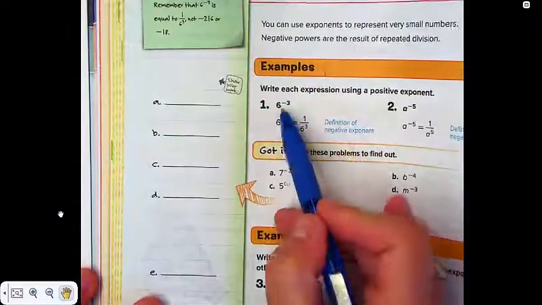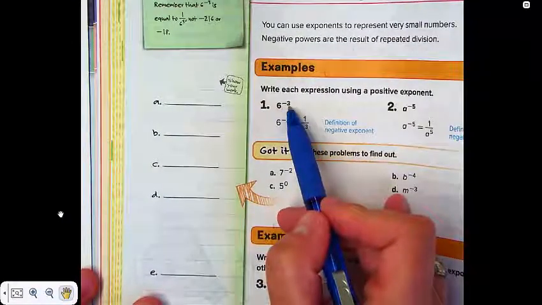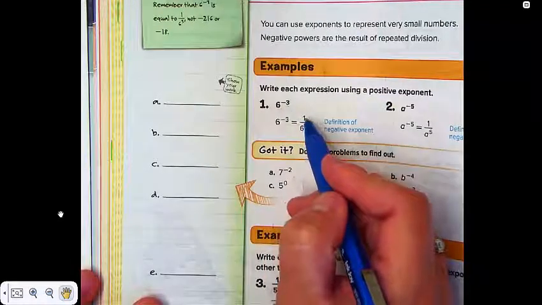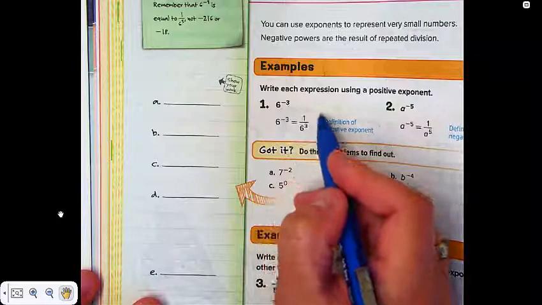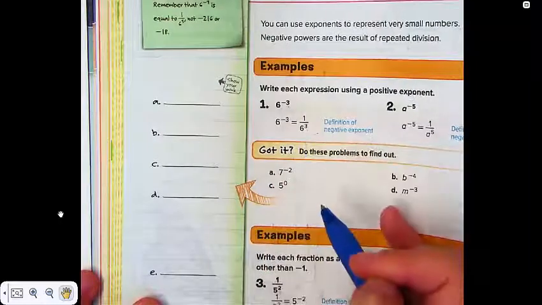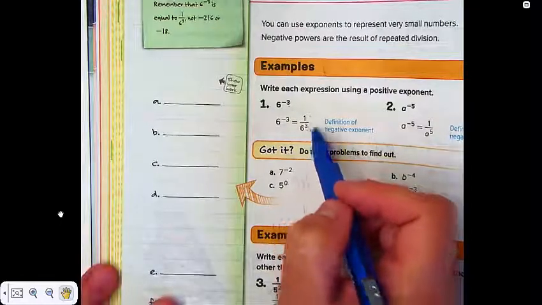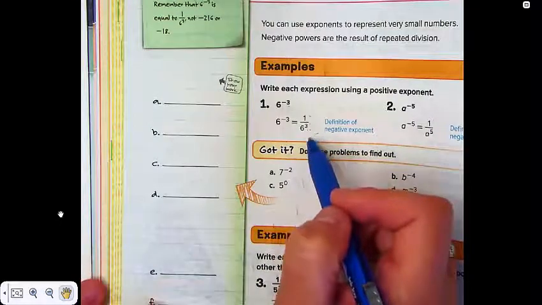Well, on this one, I have 6 to the -3. Just like I said, you have to turn it into a fraction, where the 6 to the -3 moves to the bottom of it, making it positive. So you end up with 1 over 6 to the negative, or I'm sorry, 1 over 6 cubed.